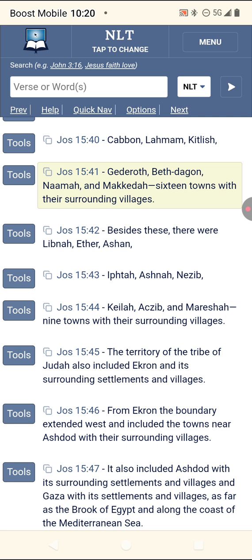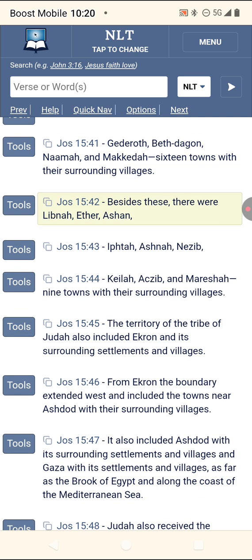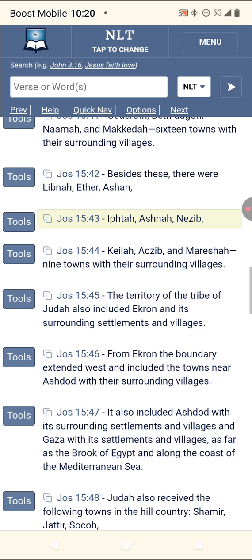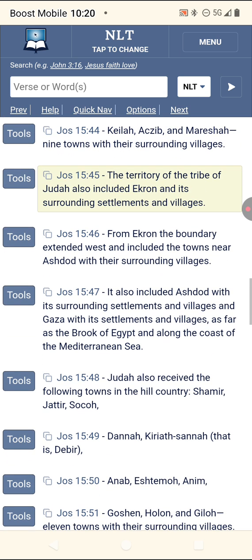and Makkedah, which we read a little bit about, right? 16 towns with their surrounding villages. Besides these, there were Libnah, Ether, Ashan, Iphtah, Ashnah, Nezib, Keilah, Aczib, and Mareshah, 9 towns with their surrounding villages. The territory of the tribe of Judah also included Ekron and its surrounding settlements and villages.